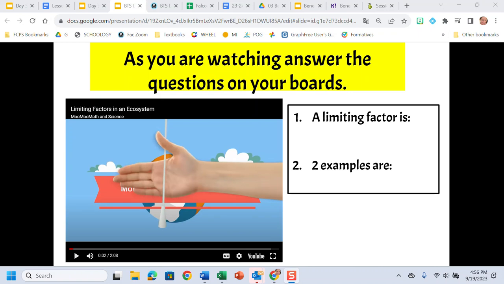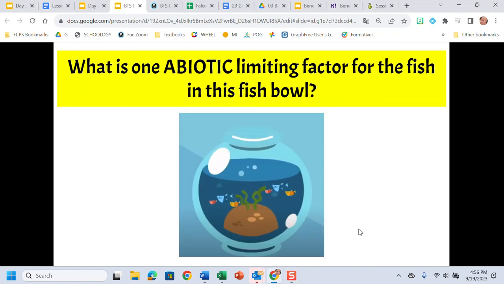So we have lots of biotic and abiotic factors that are possibly limiting or making a population not able to expand. So if we want to think about this fishbowl, what is one abiotic limiting factor for the fish in this fishbowl? Abiotic means it's not a living thing.